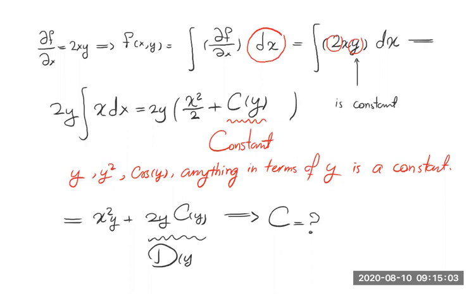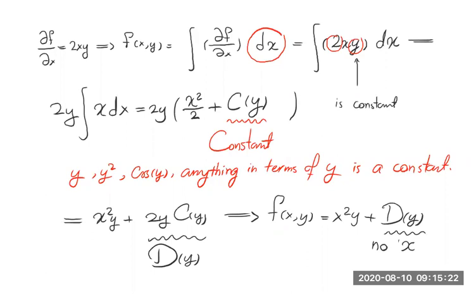That is correct. So the final answer for me here would be f of x and y is equal to x squared y plus something which is only a function of y. The only thing which I know about d here is that there is no x in this function, right? That's the only thing which I know.